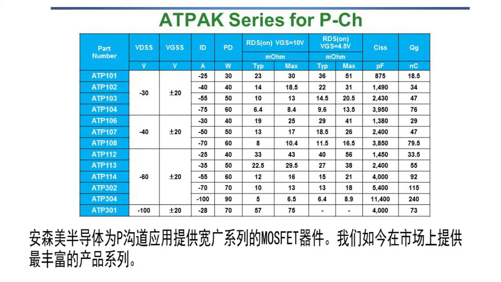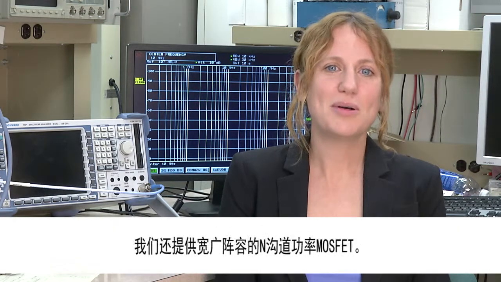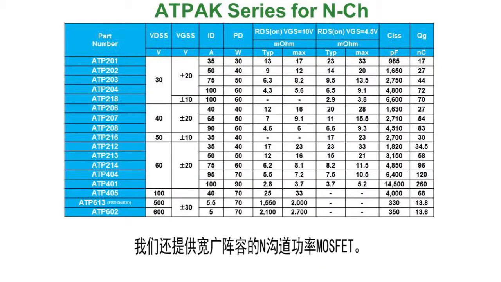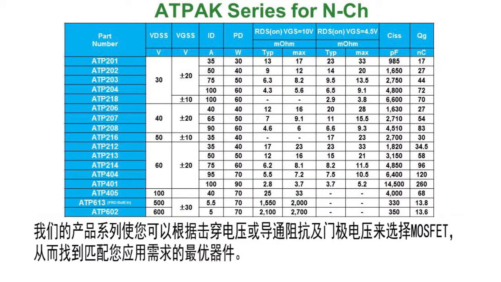ON Semiconductor offers a wide range of parts for P-channel applications. We have the most diverse product portfolio in the market today. We also offer a wide range of N-channel power MOSFETs. Our portfolio allows you to select the MOSFETs based on the breakdown voltage or based on resistance and gate voltage in order to find the optimum device matching your application needs.